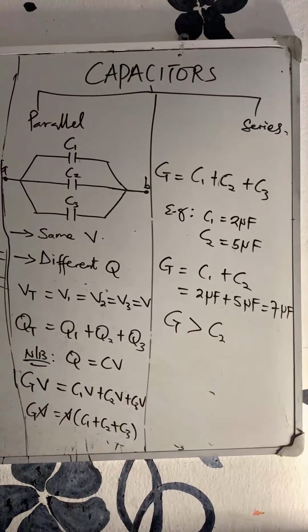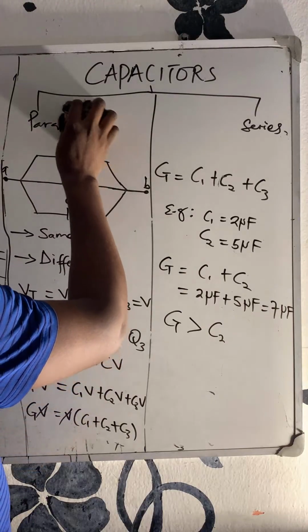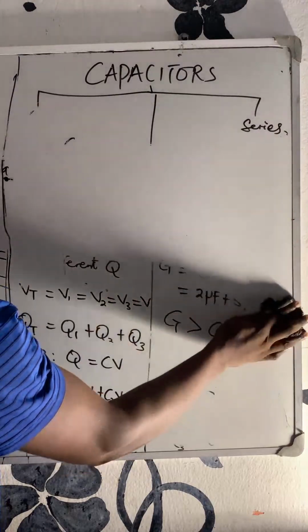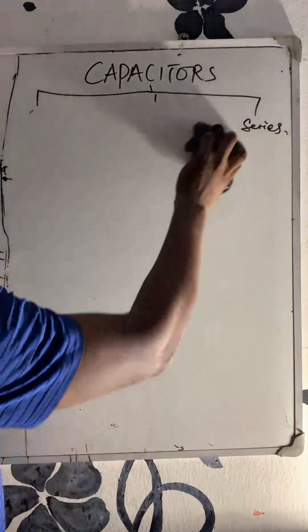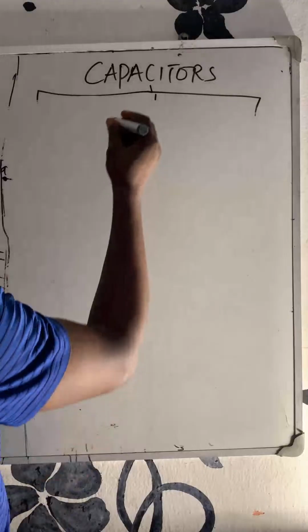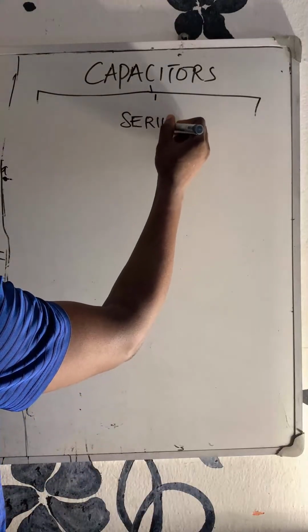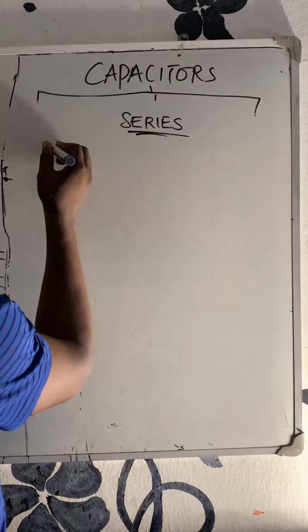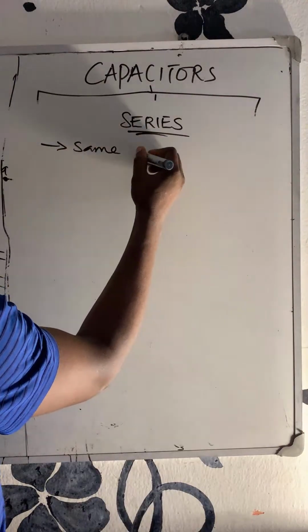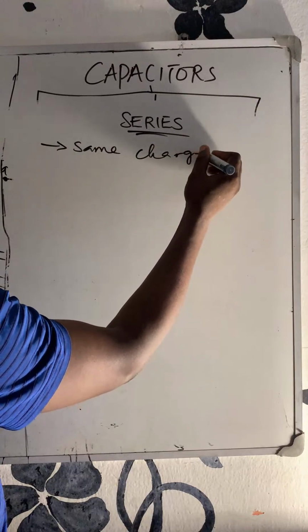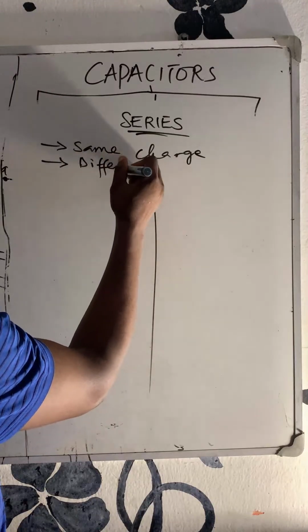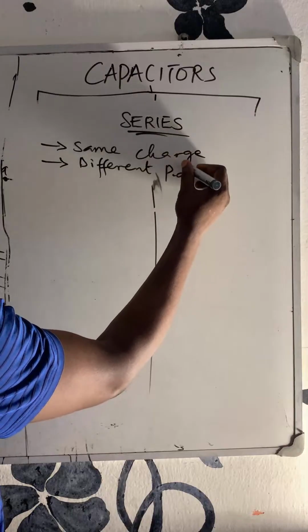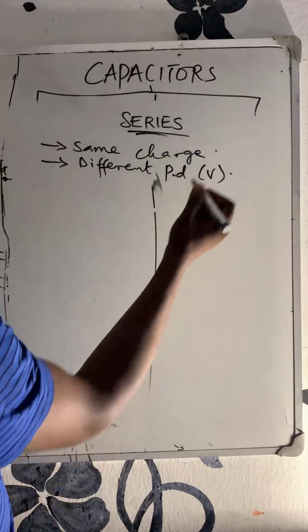In the absence of any question, let me go to series. Let's go to series connection. For series, they have the same charge, but different PD, that is, different values of potential difference.